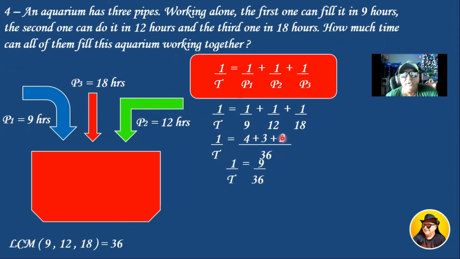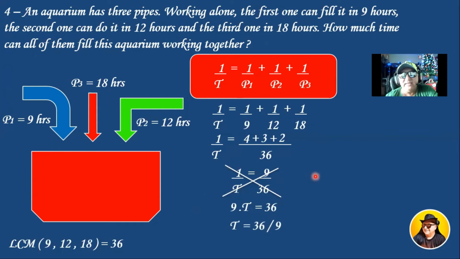Now our equation becomes like this. 1 over T is 9 over 36. Let's multiply in cross this way. 9 times T is 9T. 1 times 36 is 36. So 9T is 36. 9, which is multiplying, goes to the right side of the equation, dividing. So T is 36 divided by 9. That is 4. So this tank, is it a tank? Aquarium. So this aquarium is going to be filled with water in 4 hours. Okay, let's go to question 5.